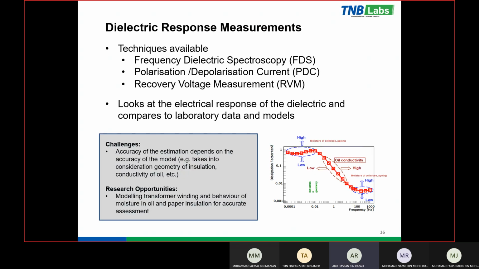For the dielectric response measurement, the techniques available are frequency domain dielectric spectroscopy, polarization and depolarization current, and recovery voltage measurement. So from the picture, you can look at the electrical response of the dielectric and compare it to the laboratory data and model. Okay, that's all.